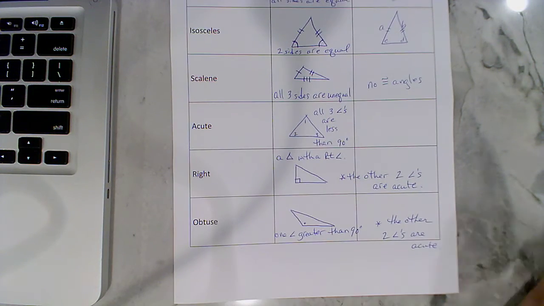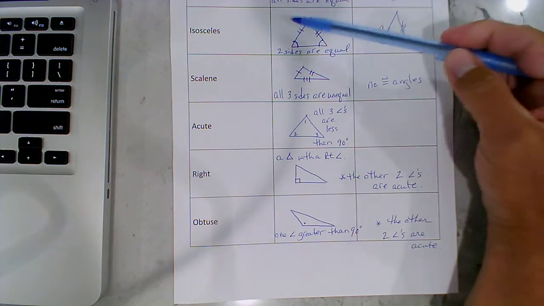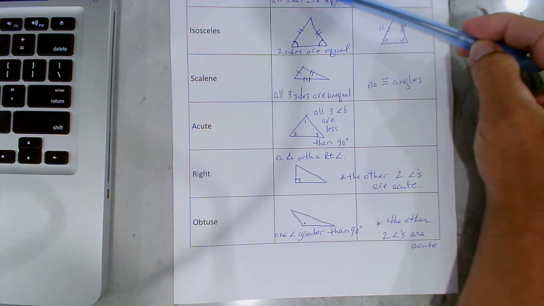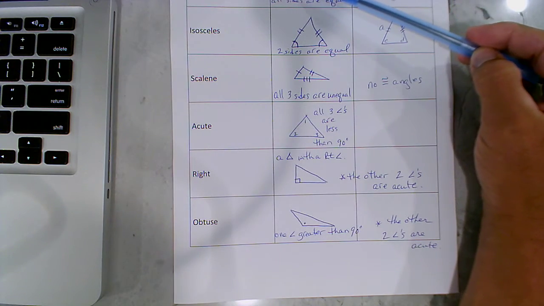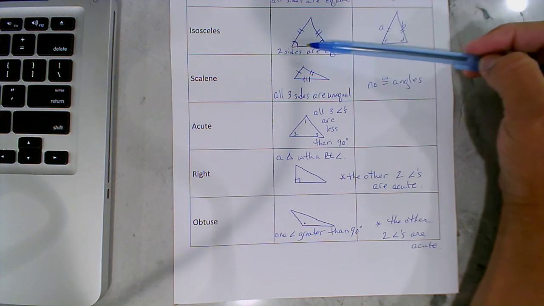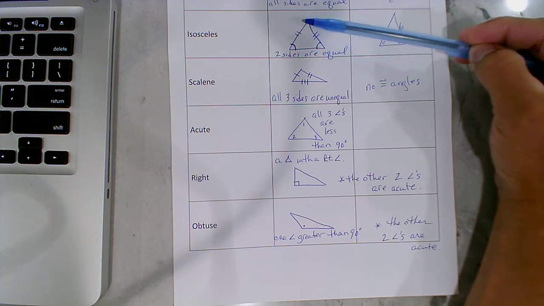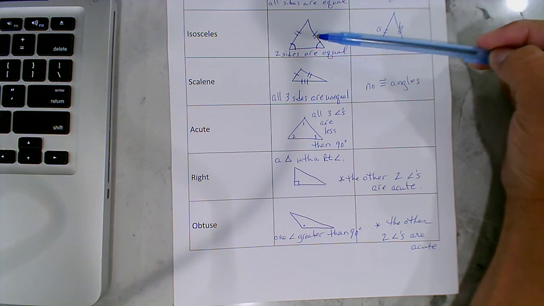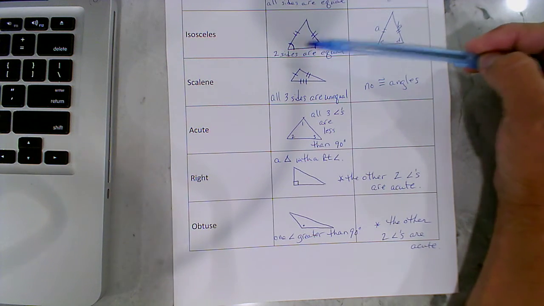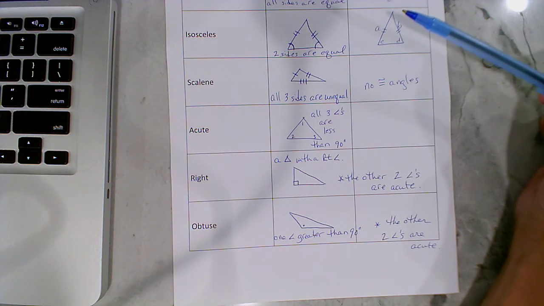So again, scalene, all three sides are different. Isosceles, two sides are equal, two angles are equal. Equilateral, all three sides are equal, all three angles are equal, and 60 degrees. Now there is more we can get into with isosceles. You might remember base angles, the two angles that are equal are called base angles, and the other guy is called the vertex. So there's always two base angles that are duplicates, and then the one vertex angle is kind of hanging out solo.